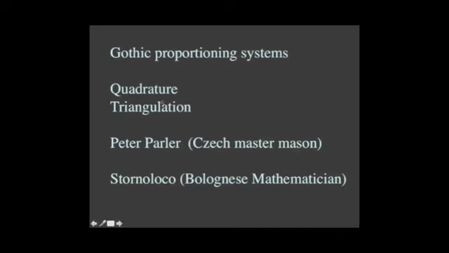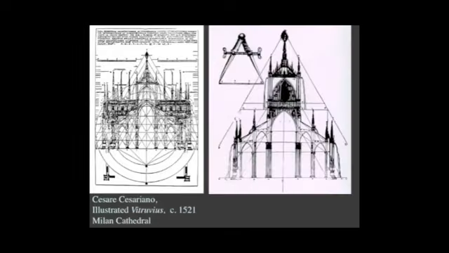He's using quadrature from the Peter Parler scheme, the Czech master mason, and triangulation that gets superimposed by the Bolognese mathematician. So, looking great. Of course, these drawings that Cesariano does are not really descriptive of the Milan Cathedral because the Milan Cathedral stalled. They didn't get much of it built. They got it built more or less to here, and then they kind of ran out of steam. And so no facade at all.